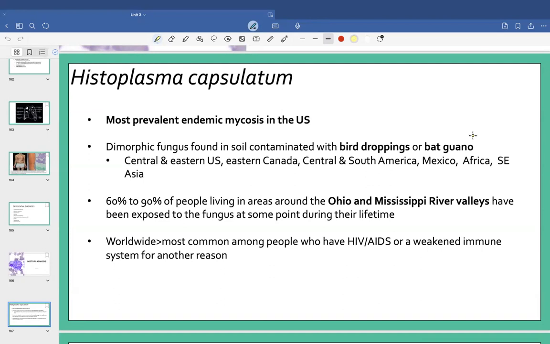It is found in soil contaminated with bird droppings or bat guano. Bird droppings can include chickens, and we see it in these areas: central and eastern United States, eastern Canada, Central and South America, Mexico, Africa, and Southeast Asia.